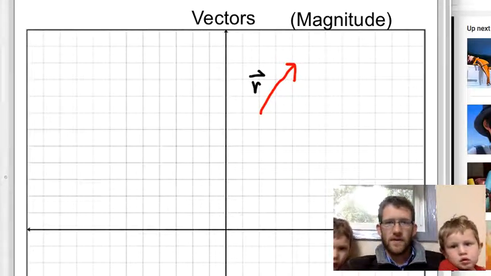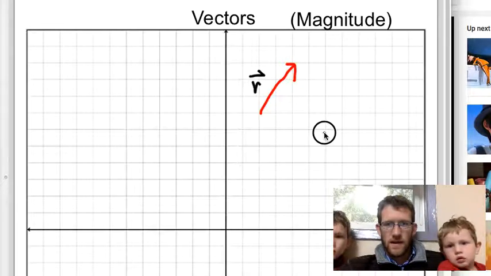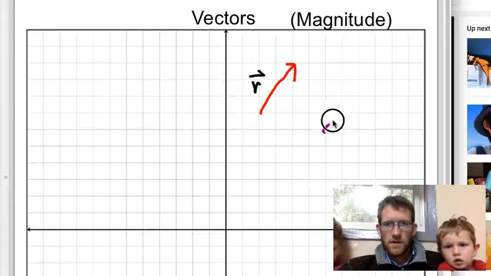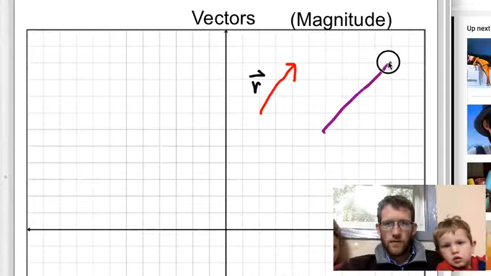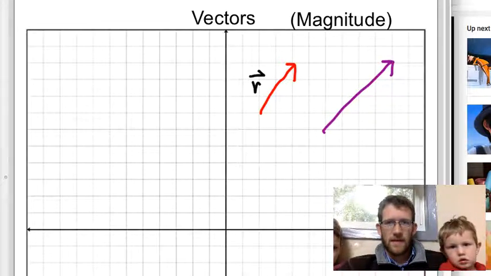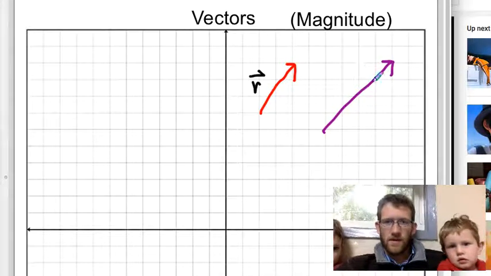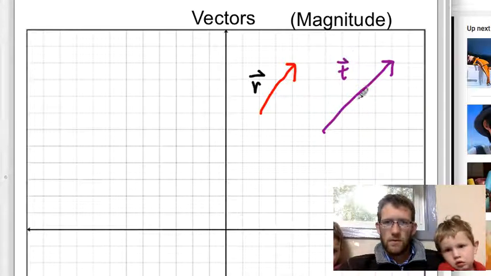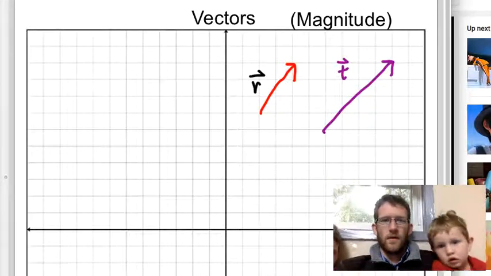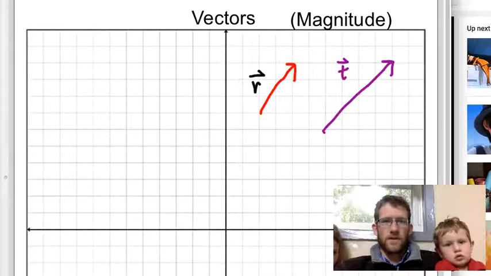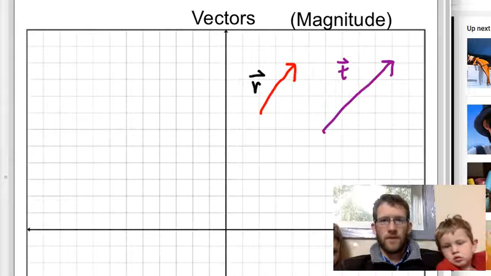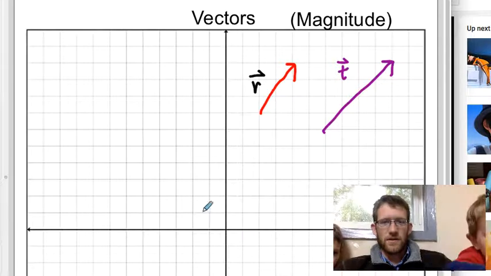But we could have a larger vector too, right? So we could say, here's a vector that goes over 4 up 4, or something like that. And then we can come up with a label for this. We can say this is a vector T. So there's vector T. Cool. So vectors are pretty useful. We can basically apply vectors to certain things.